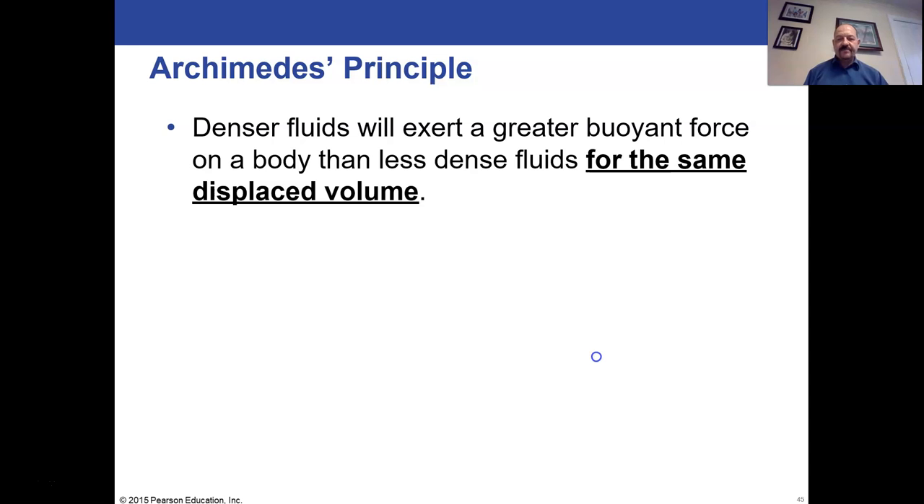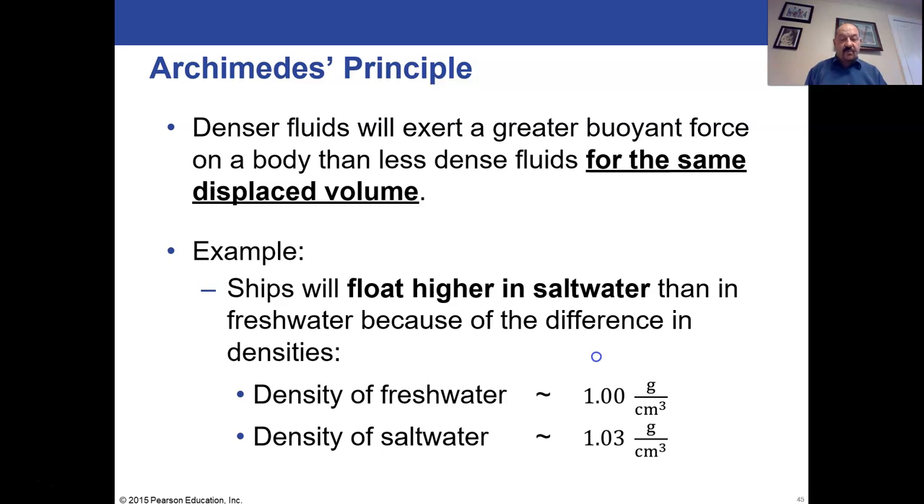Okay, so denser fluids will exert a greater buoyant force. In other words, if you're in salt water with more density, you might displace the same volume, but that water weighs more because it's a denser liquid. You can imagine if you were able to displace a certain amount of mercury, it would be even more weight that you displace because mercury is so incredibly dense. It's about 13 times denser than water.